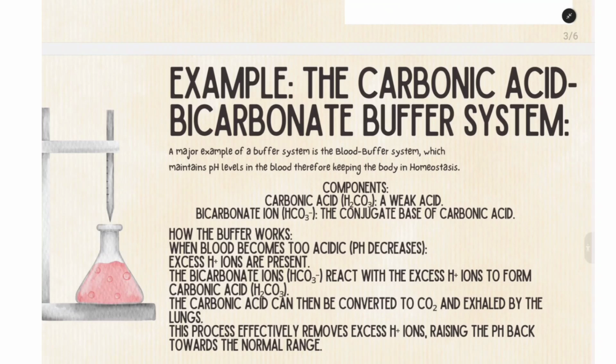So let's see what happens when blood becomes too basic. When blood becomes too basic, the pH increases. There's an excess of hydroxide ions present in the blood. The carbonic acid will then react with the hydroxide ions to form bicarbonate ions and water, which can be put out as a waste product. This reaction will consume the hydroxide ions, lowering the pH back towards the normal range and keeping the blood balanced and the body in homeostasis.